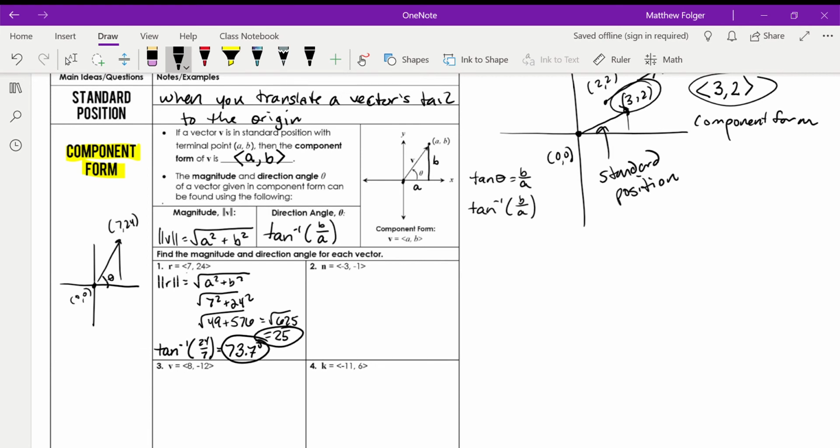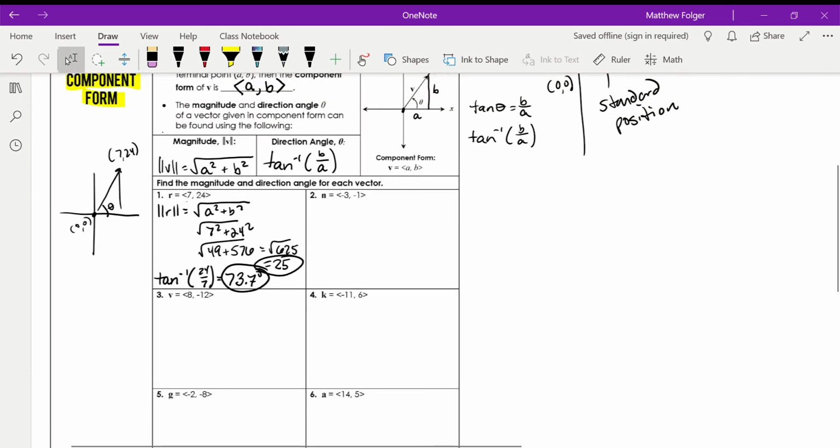Okay, so that's how we do this. Now we can do this for all 6. We are not going to be doing all 6. I'm going to just do a few here and there. Let's do number 3 next.